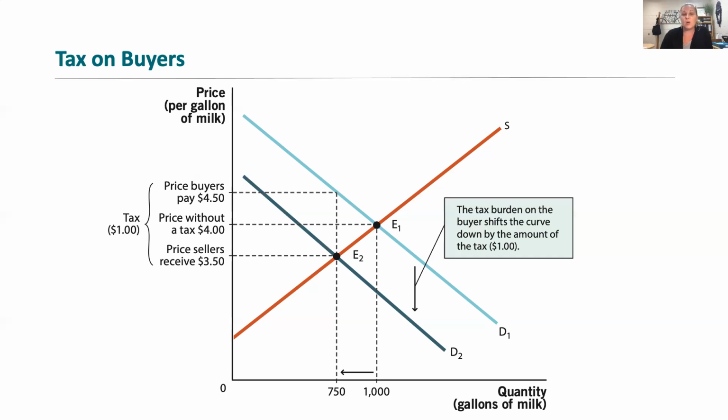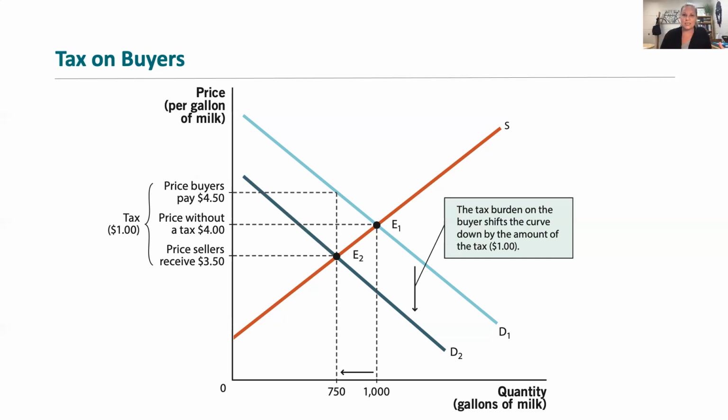There's the price that the buyer will actually pay. That comes from the original demand curve. And here, that price is $4.50. And then there's the price that the seller actually gets to receive. That's going to be the price the buyer pays less the tax. So here, the seller only gets to keep $3.50. You can see that what's happened is now the buyer is paying a higher price for a gallon of milk, and the seller is going to get to keep less of it than what they were before.